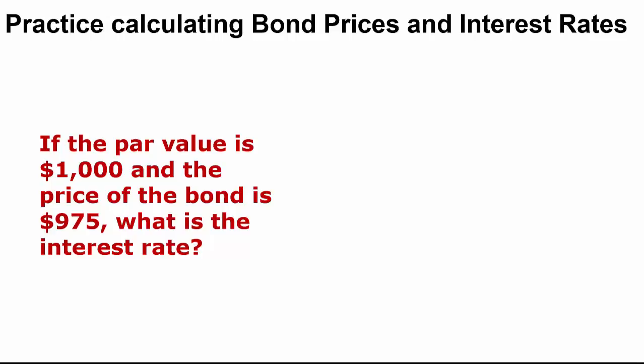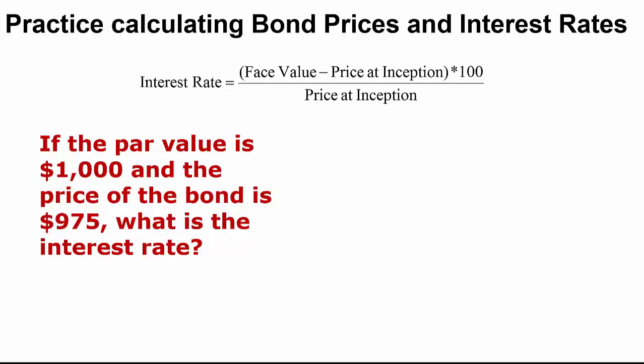Now, let's do another one. The par value is 1,000 and the price of the bond is $975. So our formula is up here. We're going to take the face value, which is 1,000. We're going to subtract the $975, which is what the bond costs, okay? And then we're going to divide by the $975. By the way, let's multiply this guy by 100. That'll give us our interest rate. So in this case, it's going to be 25 divided by 975 times 100, and I get 2.56%. So that's our interest rate on this particular bond.